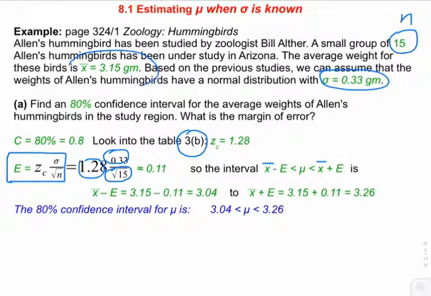x bar minus E, 3.15. Let's look back at the question. Here's the mean given to us. So 3.15 minus 0.11 is 3.04. What about x bar plus E? You add them, you get 3.26. So this is our answer. That's all you had to do, is say that the mean mu is between 3.04 and 3.26.